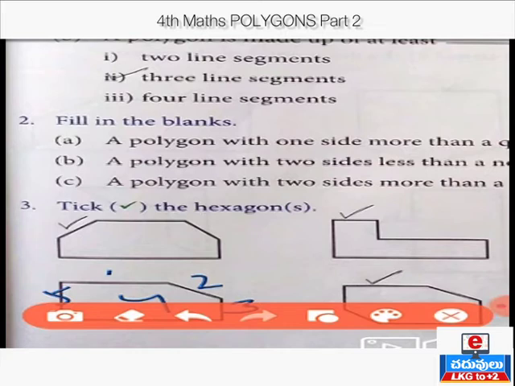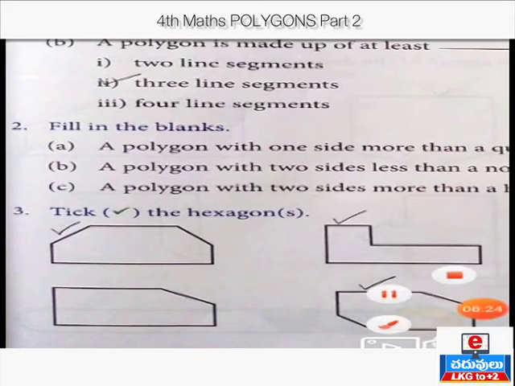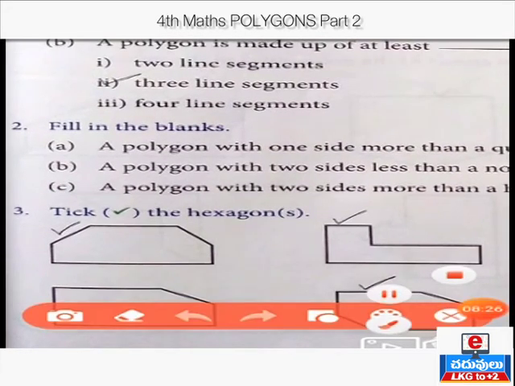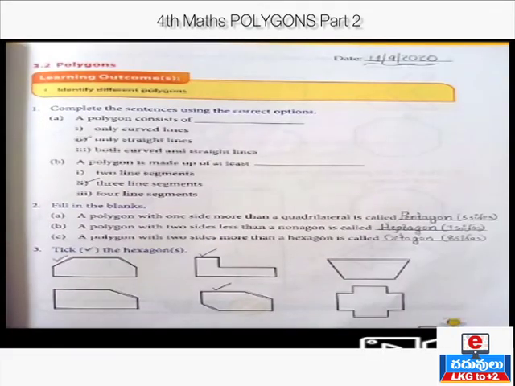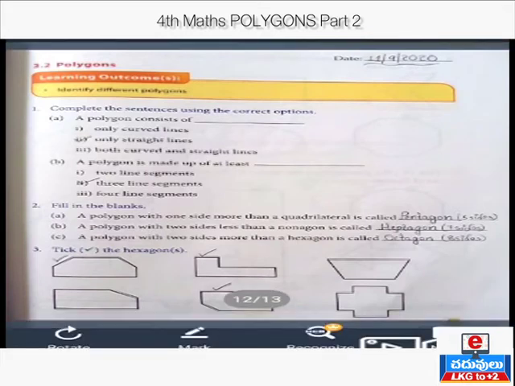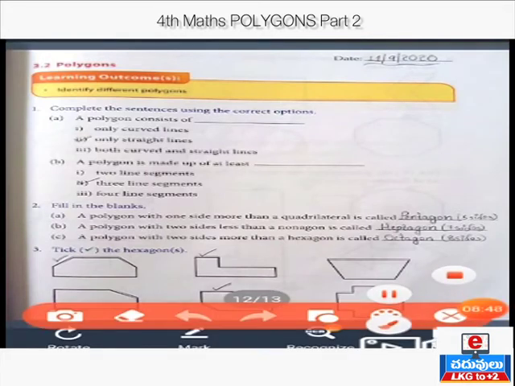Coming to the next diagram. 1, 2, 3. Here 3. You keep the numbers otherwise. Okay. The fifth diagram is 6-sided.